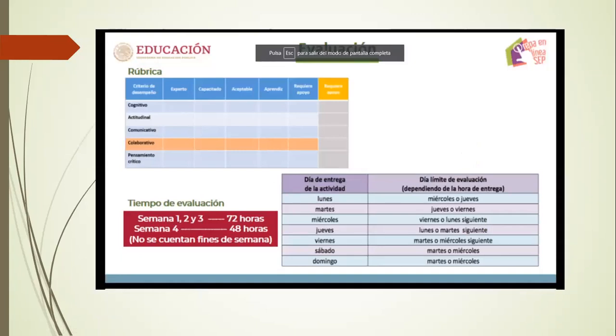Another important thing that I want you to know is the time I spent to give you feedback. You know, this is very important for you, because sometimes you are waiting for your feedback. So here we have a chart in which we have in the first column the days of the week, and in the second column we have the date, the deadline. I mean, the deadline is the last date on which you can have your feedback.